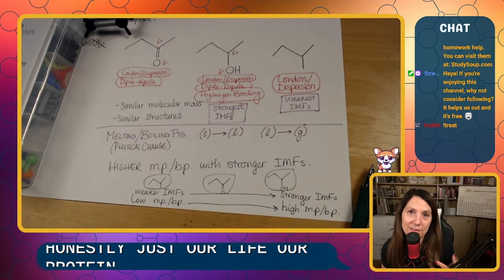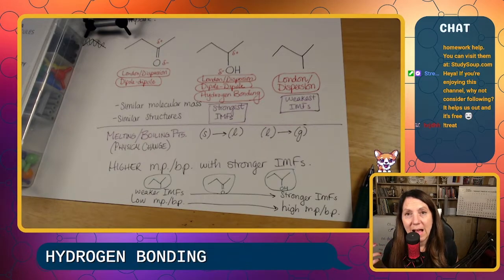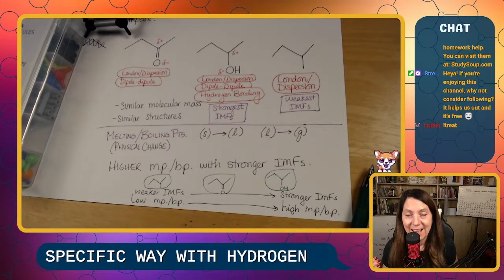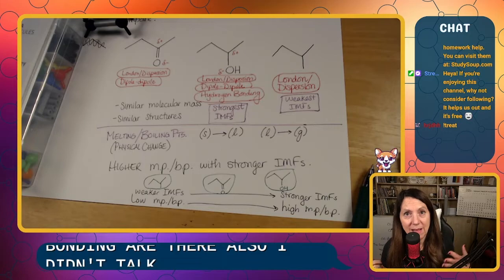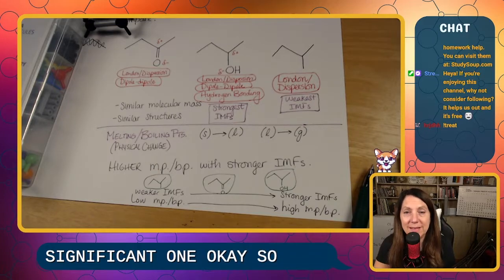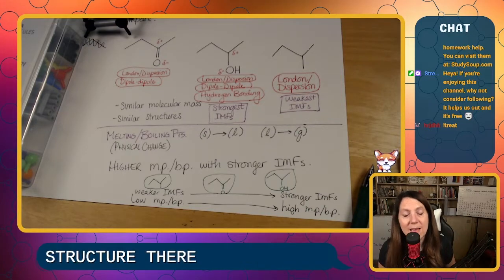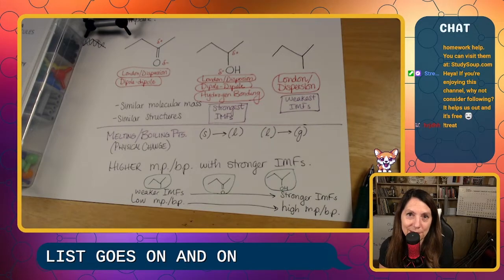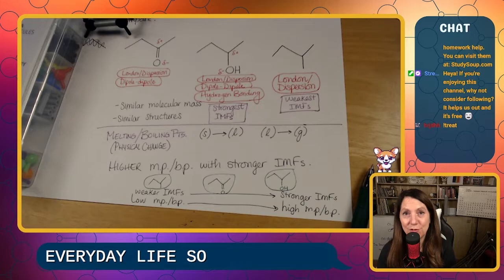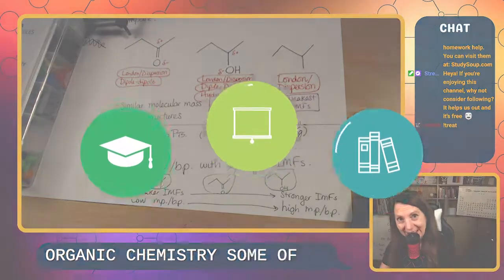Our proteins are held together in very specific configurations with hydrogen bonding. Our DNA is held together in a very specific way with hydrogen bonding. I didn't talk about ion-dipole interactions, but that's also another significant one. Okay, so in our DNA there are ions floating around that are helping with the structure there. And the list goes on and on of how this is relevant in everyday life. So some of it's industry, some of it is biochemistry, some of it is organic chemistry, some of it is inorganic chemistry. It's everywhere.